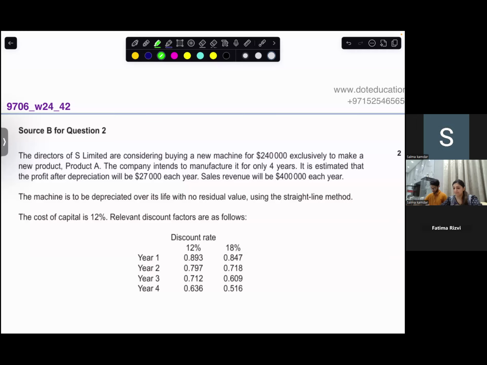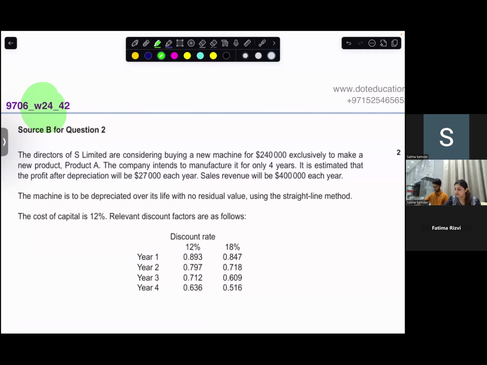So we are doing this paper, October-November 2024, paper 42. That means it includes the management accounting section. And you have two questions to do in this paper. The first question was of standard costing, which is already done in the previous video. And now this is the second question, that is your source B, which is of investment appraisal.